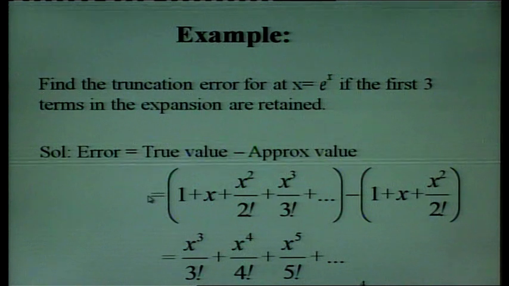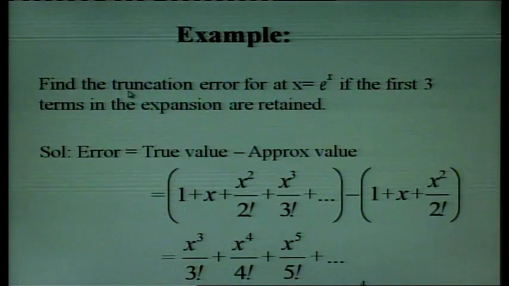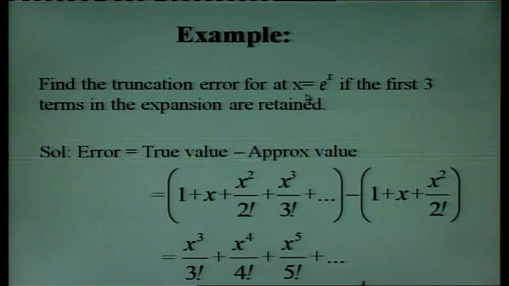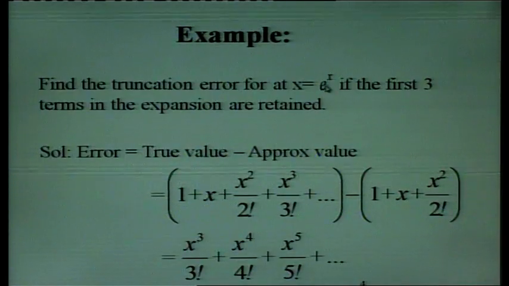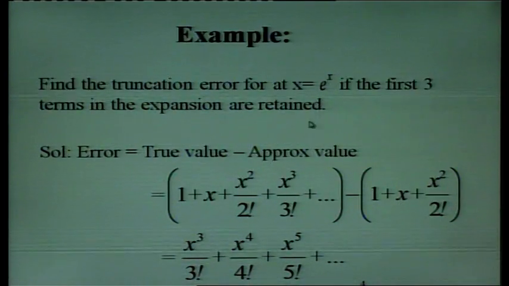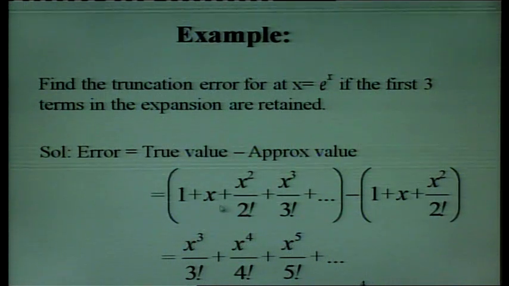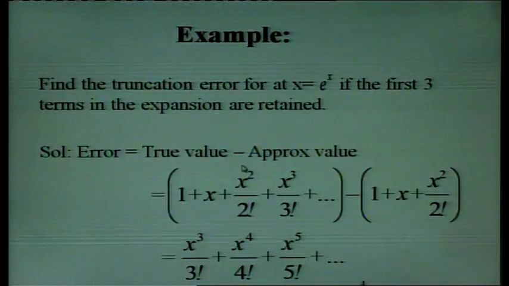Here is one example regarding the error. Find the truncation error for X equal to e raised to power x if the first three terms in the expansion are retained. Expansions like e raised to power x, sin x, cos x, tan x have an infinite number of terms, so how many terms we want to consider depends upon the accuracy of the experiment.